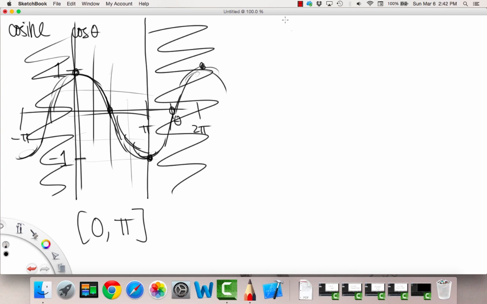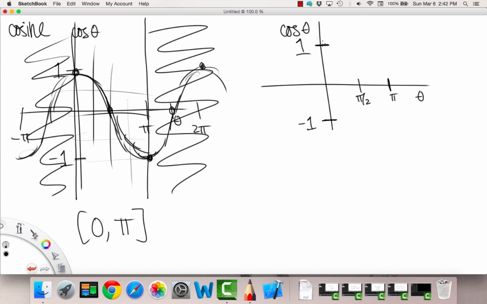So again, let me draw just this little segment. So cosine theta on this little segment of 0 to pi looks like this. So here's theta, right? And then we're going to go from 0 to pi. So this is 1, negative 1, 0 to pi now. So this is pi over 2. Okay, so it's going to start at 0, 1, go down, and end at pi, negative 1. So it looks like this. This is our little segment that we're going to find the inverse of.